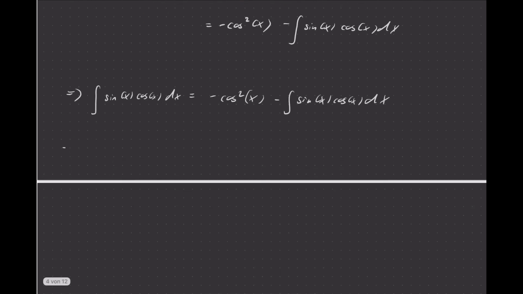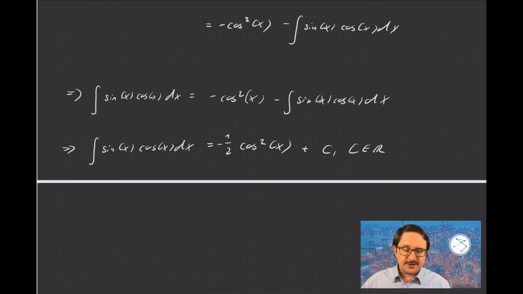And what we can do now is we can just solve this for the integral. So we take this, we add it on both sides, and then we just divide by 2. And that yields the integral of sine x cosine x dx equals minus 1 over 2 cosine squared x. And of course, again, we need to add a constant for the indefinite integral here. So this is how we can integrate an expression like that.